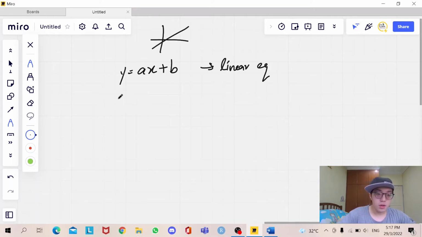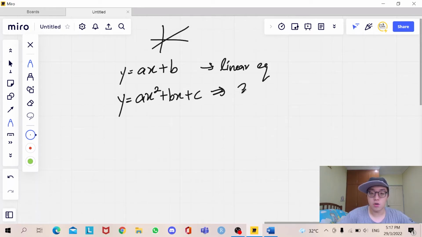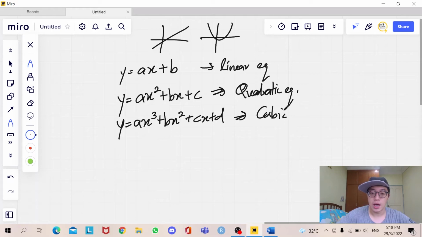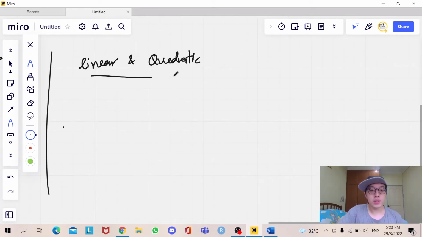Next we have y equals ax squared plus bx plus c, and this is called a quadratic equation because this represents a curve. So it's not linear anymore, as suggested from the name. And we have a lot more, plus cx plus d, and this is called cubic, and so on. I will cover this more in a future video where we talk about the graphs.